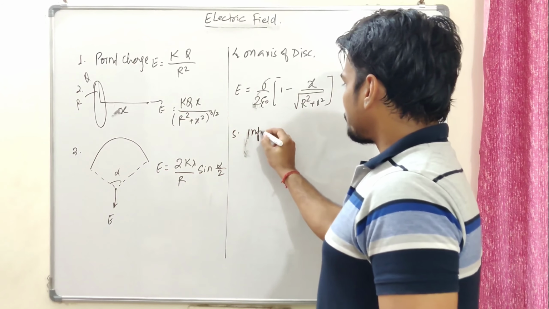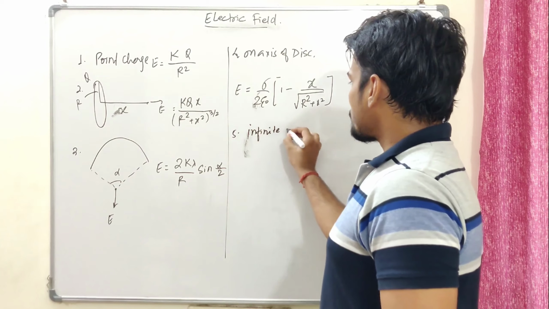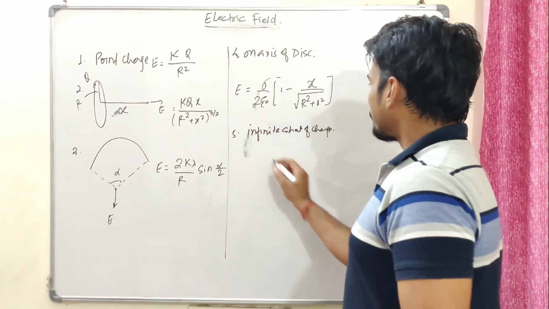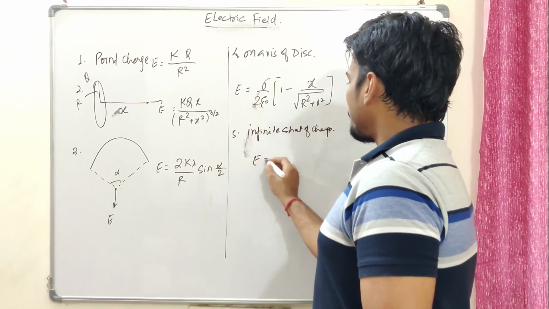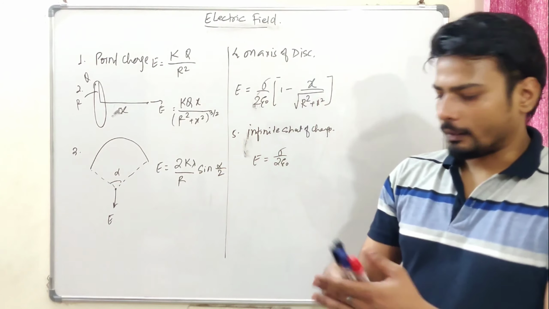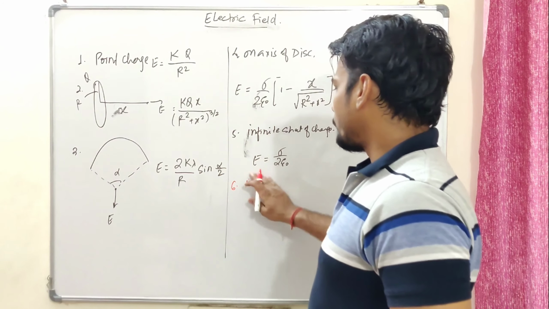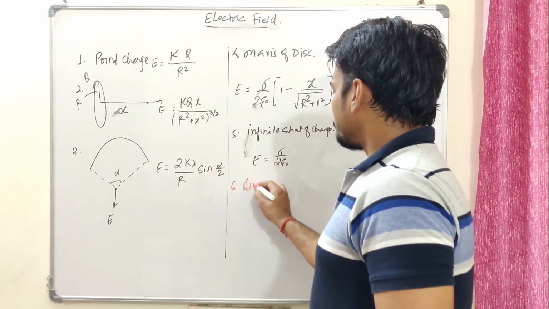Infinite sheet of charge. If you remember, that was given as sigma over 2 epsilon naught. I have actually derived it from here. We have got to know the disc of charge. Now the next comes very important because it's a straight line. So, line of charge, due to an infinite charge, or probably you can say a line of charge.